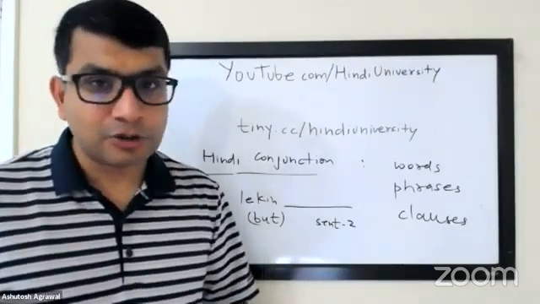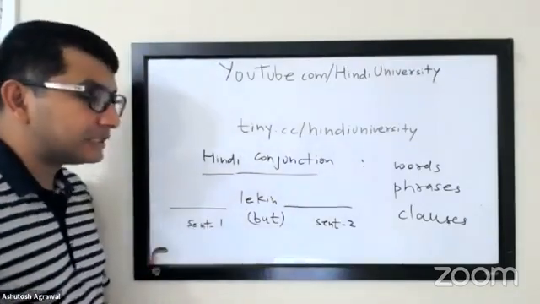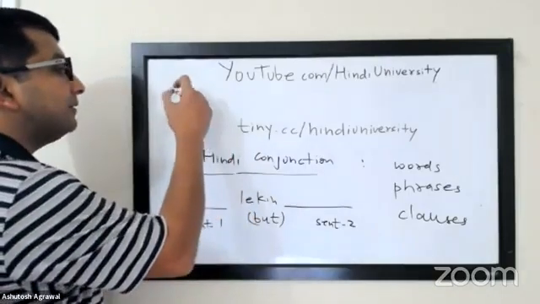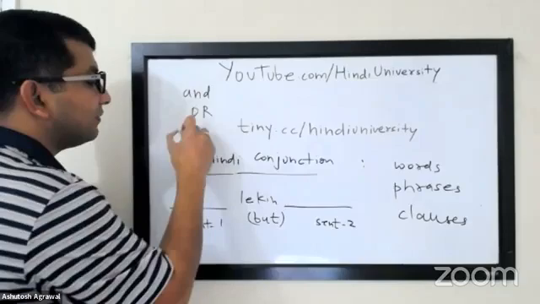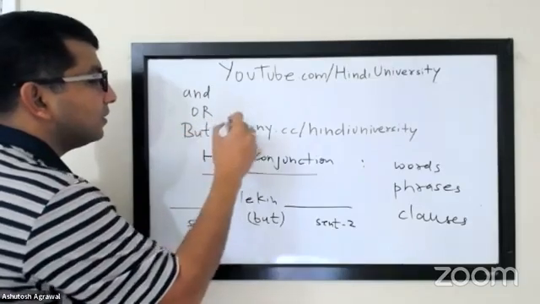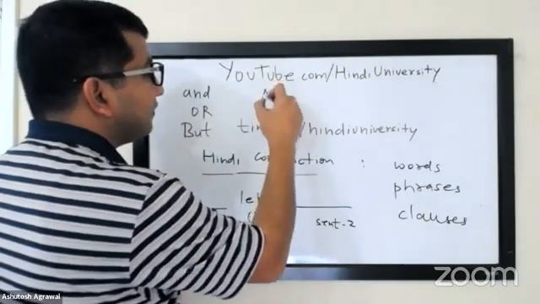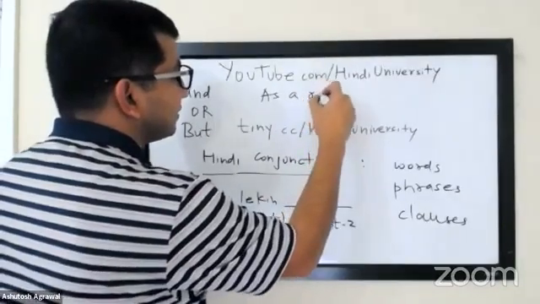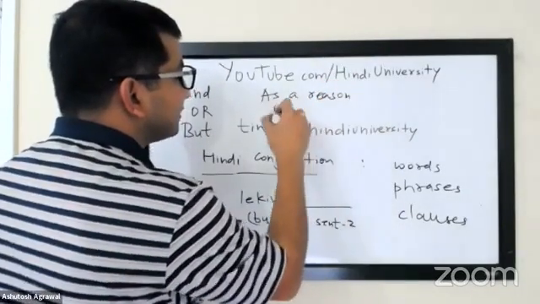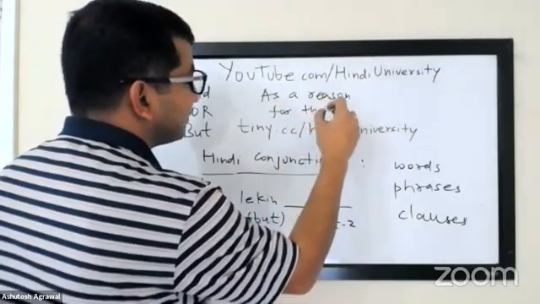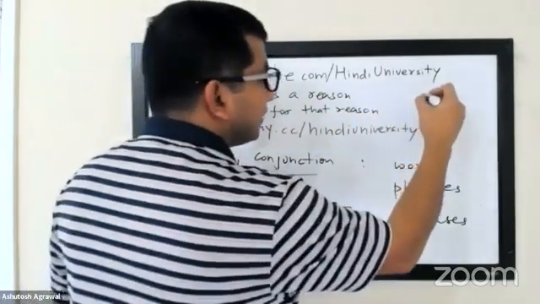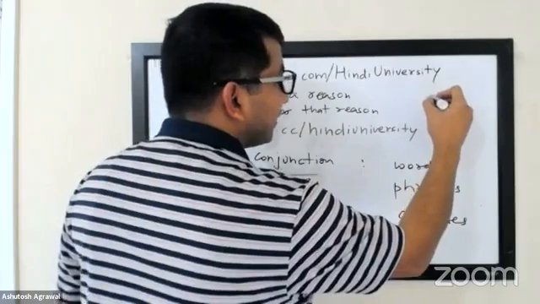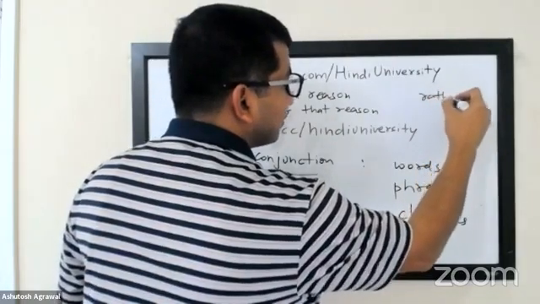We started working on many conjunctions, such as 'and', 'or', and even 'but'. We covered 'as a reason', or 'for that reason', and we covered 'naki', which means 'rather not'.